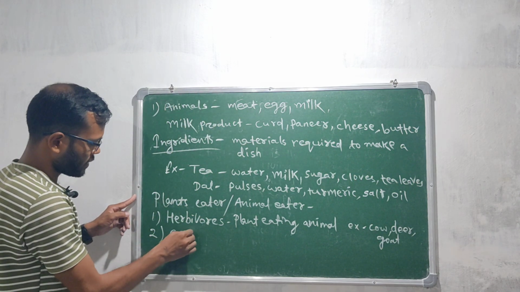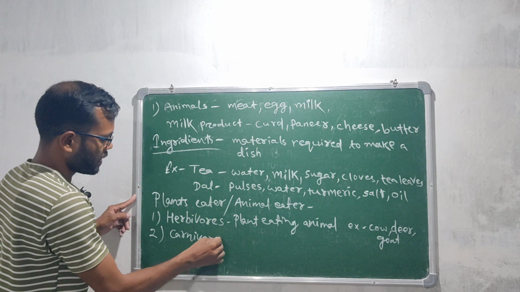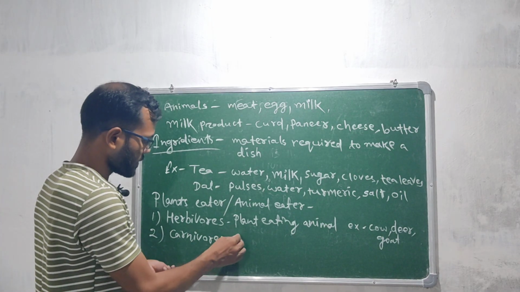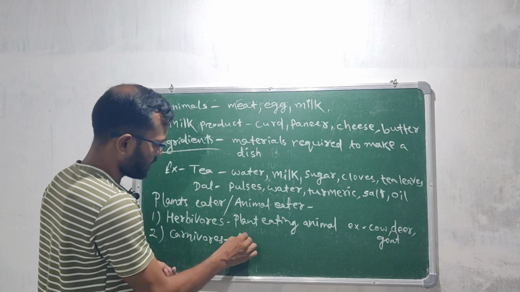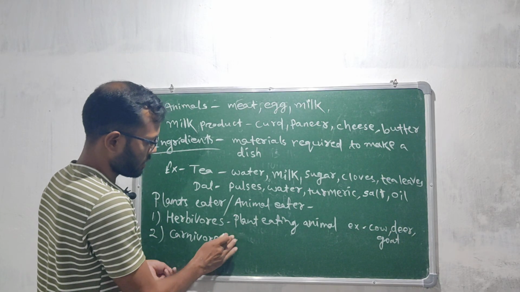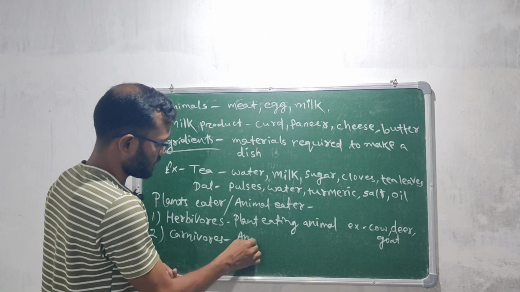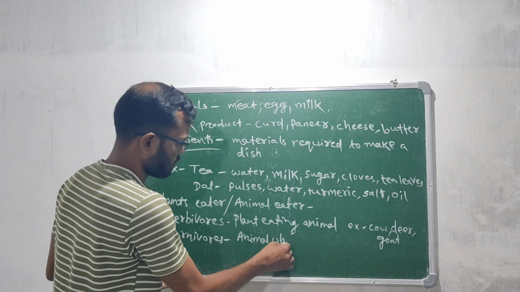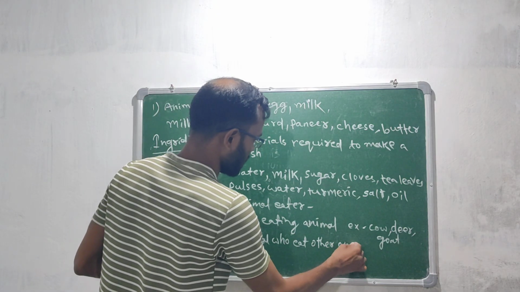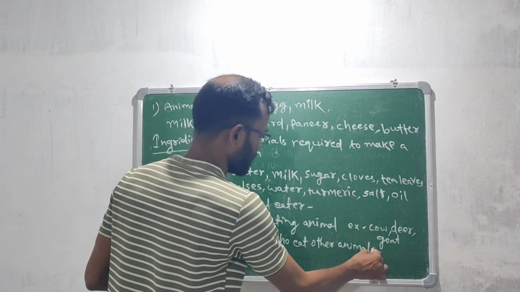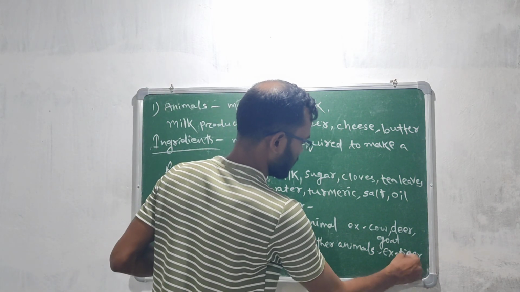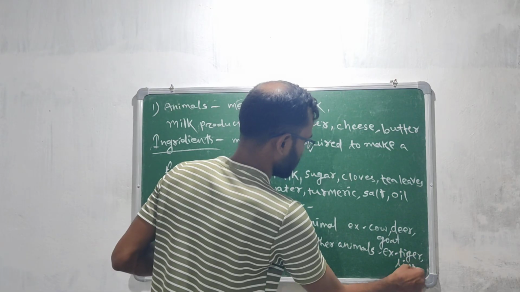Second one, carnivores. These animals only eat flesh of other animals. Animal eating animal, animals who eat other animals. Okay, what can be the example? The examples can be tiger, lion. Okay, so these are the examples.